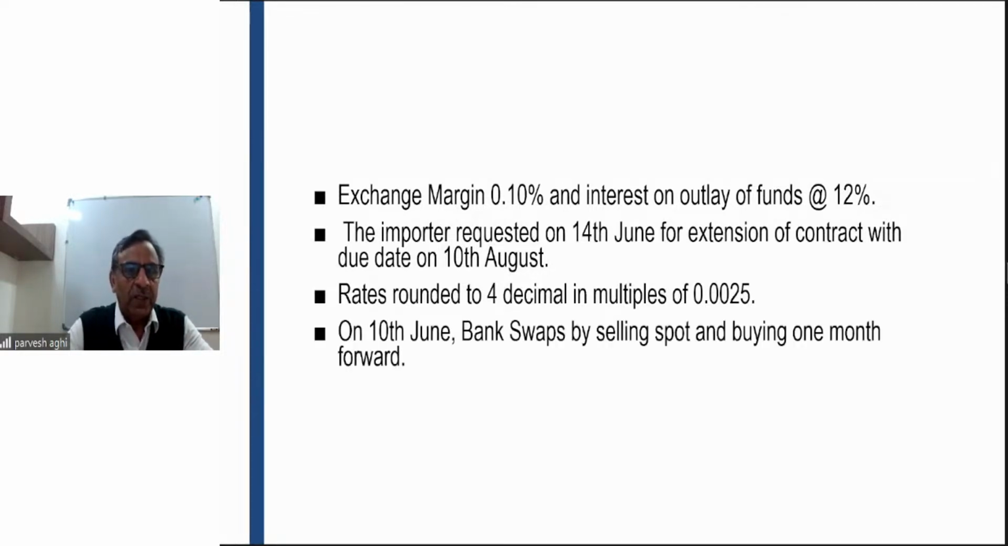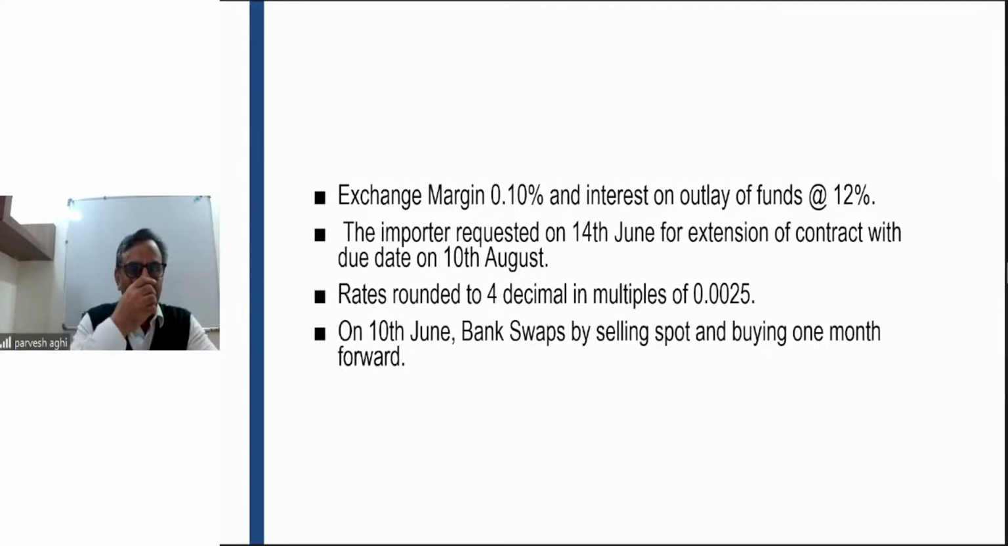Now, what does the bank do? Because on 10th of June, the bank waited for the customer, but the customer didn't turn up. So they immediately went into action. They entered into a swap transaction by selling spot. Since they have already taken a covered contract that was there in the system, they have to sell spot. They can't wait till 13, or 14 when the customer comes. So they have to immediately come into action.